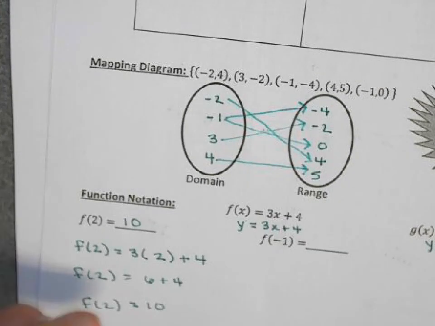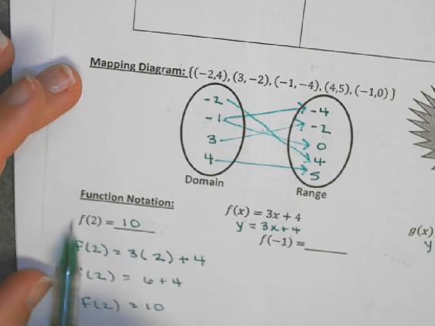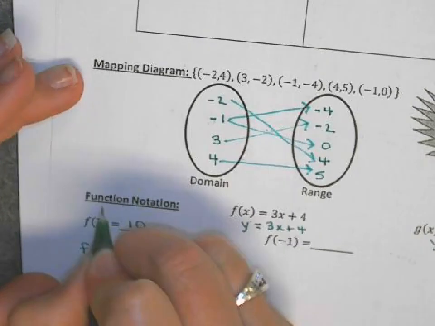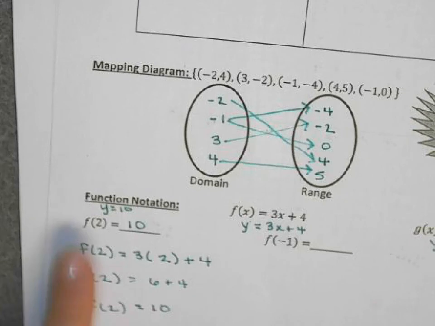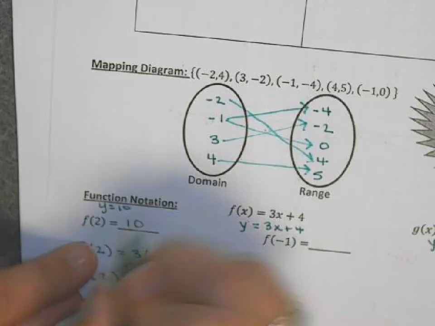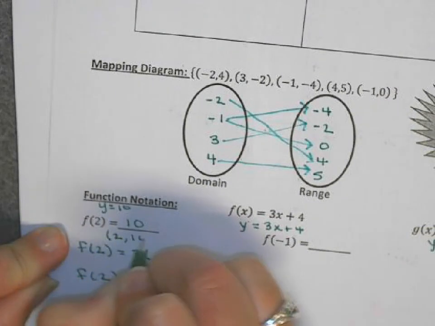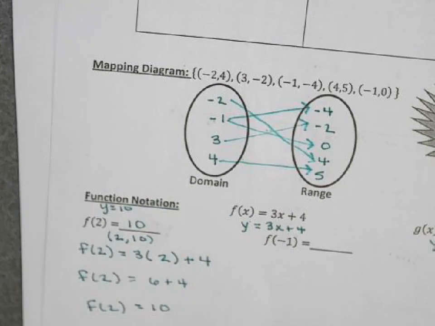Now what that tells me, this is just giving you more information. If I said y is 10, that's great. I know y is 10, but I don't know what I plugged in to get y to be 10. So if I write f of 2, then I know that I plugged in x is 2, and y was 10 in the f function. So this function notation just gives you way more information than if I just had y equals there. And that's the purpose of it.